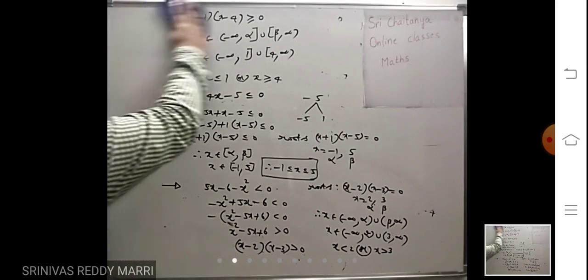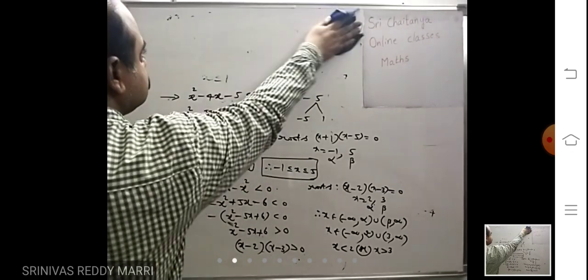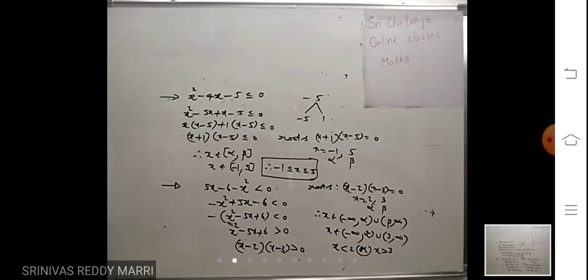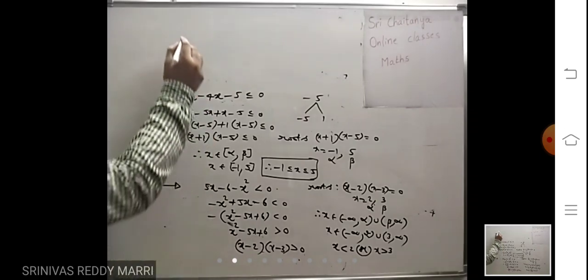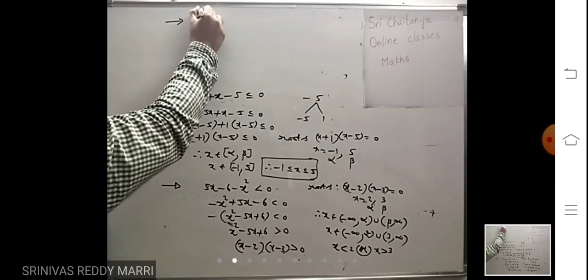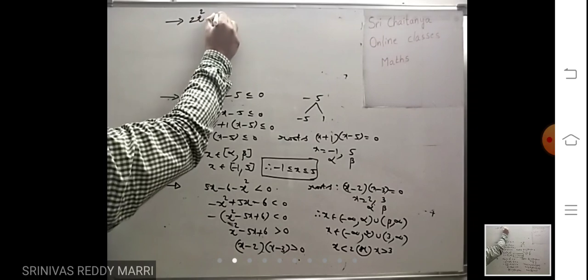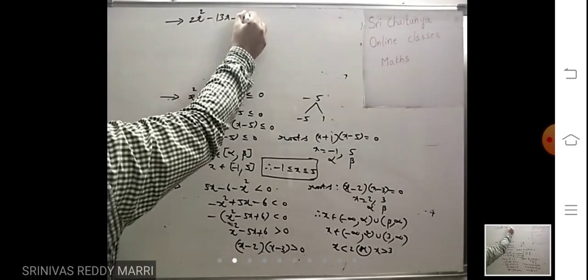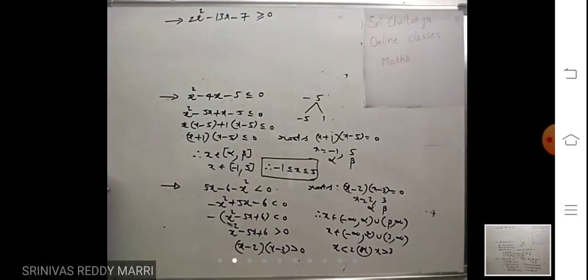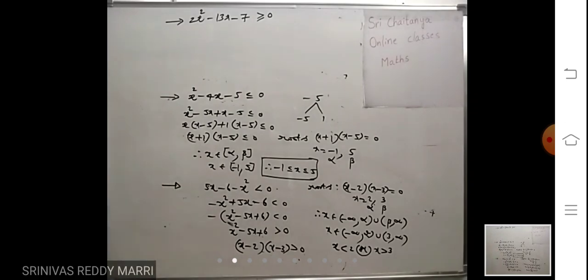Suppose, look at the next problem. Two x square minus 13x minus 7 greater than or equal to 0. Look at this one. Greater than or equal to 0. Right? Now we will factorize this one.